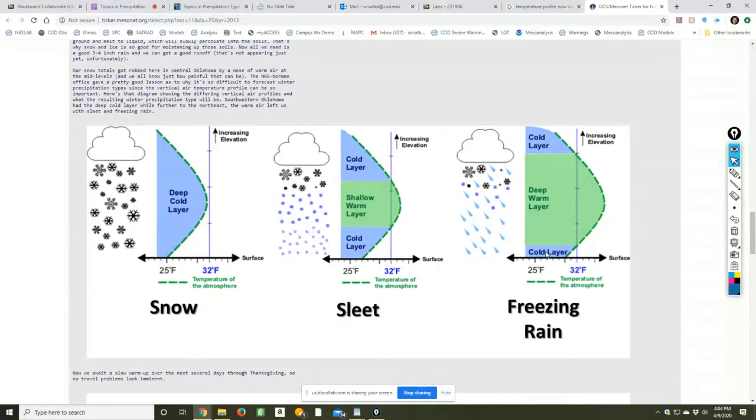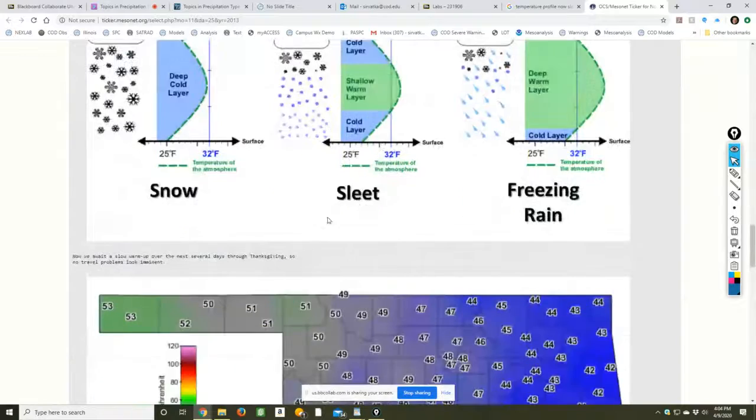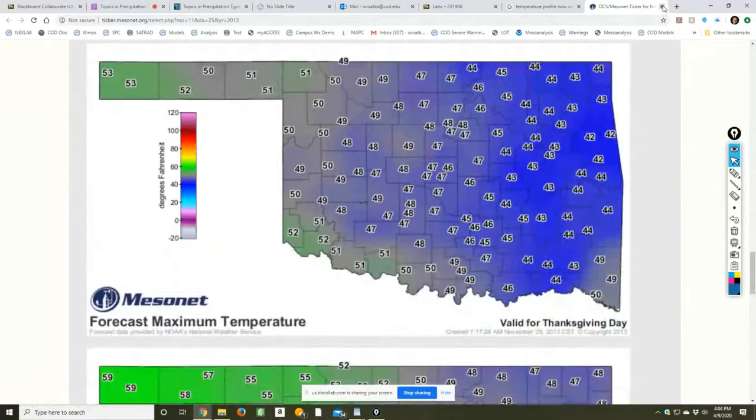Okay? So I'm going to have a little link on here to Jim Cantori's explanation of the difference of what freezing rain does, because I want you to make sure that you watch that and you can take a little note on that as well.